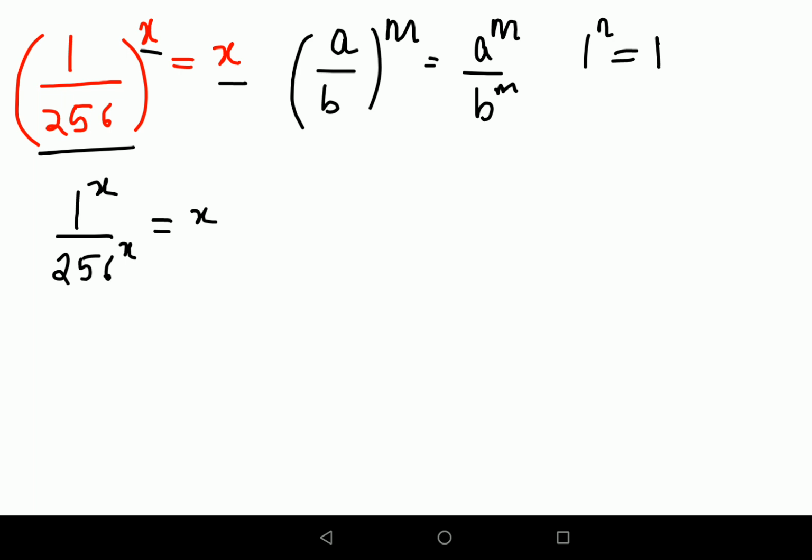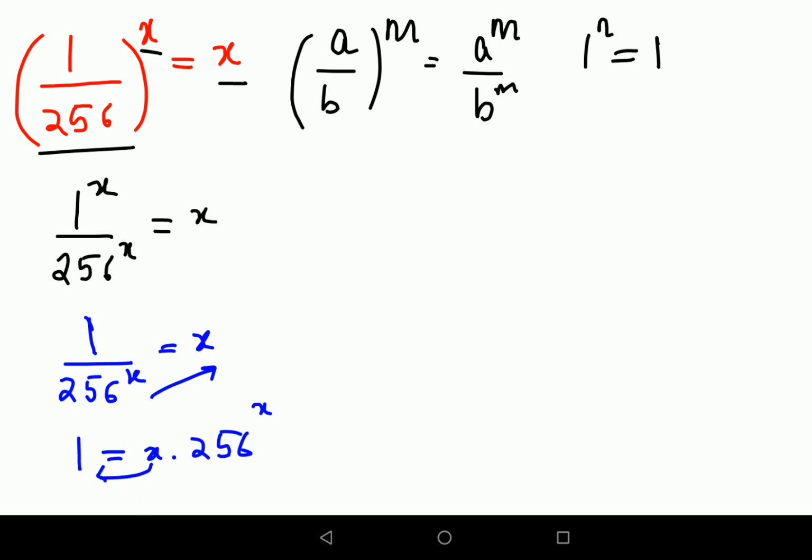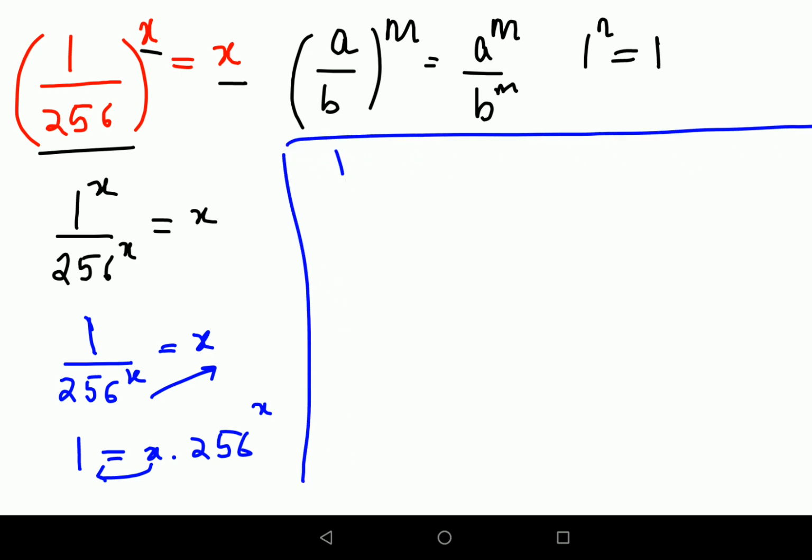So using the same logic, I'll write this as 1 / 256^x = x. So now let's shift the variables to one side. I'll say 1 = x × 256^x. Now let's try and shift this x to this side because there is no other way for us to solve this further. So let's try to simplify this, okay?